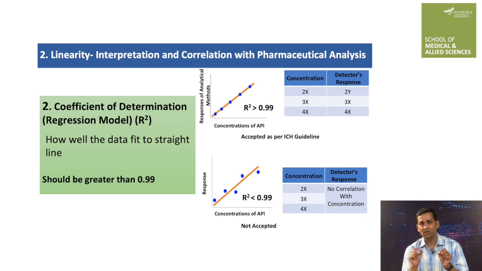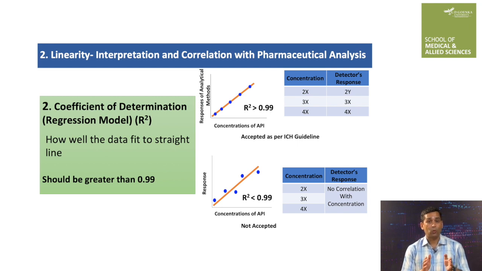When API's concentration is increased twice, meaning 2x, detector response also increases with the same magnitude. It becomes double, which is 2y. If API's concentration is made 3x, detector's response becomes triple, meaning 3y, and it keeps going on. Now this is clear that the magnitude of change in concentration is directly proportional to the magnitude of change in response of analytical method.